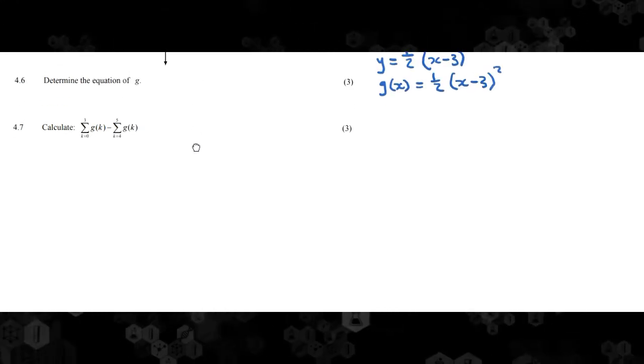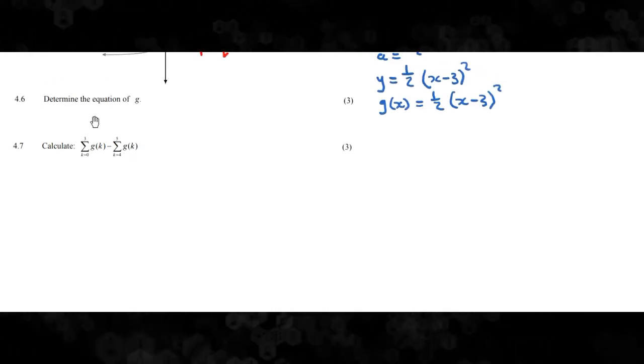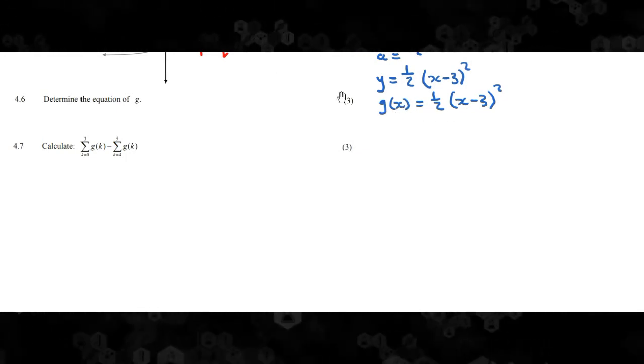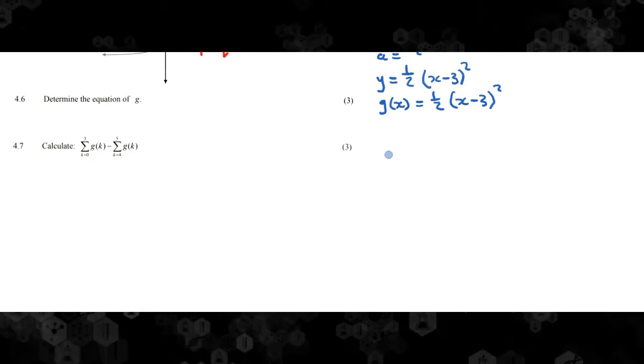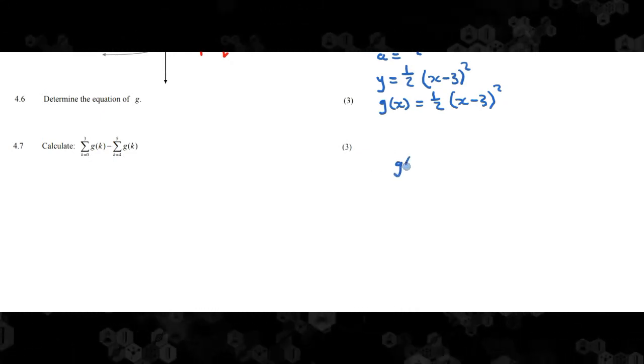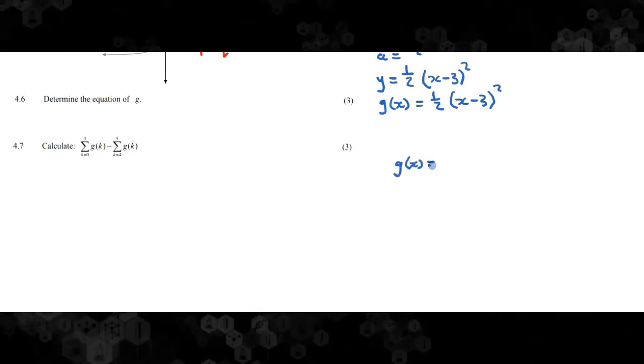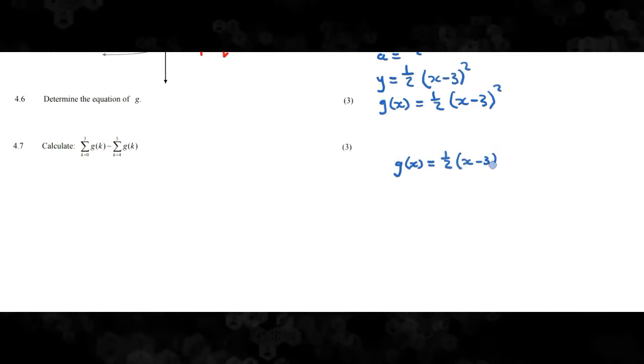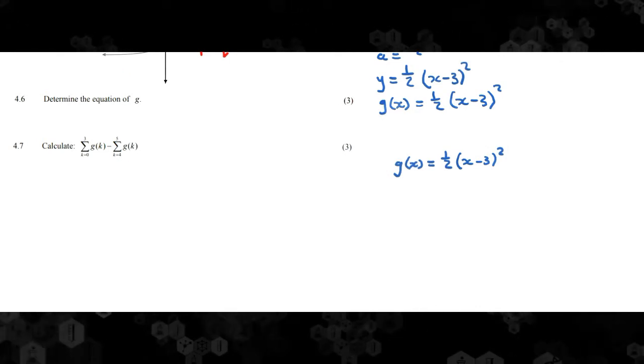Now let's go and look at g of x. In 4.6 we did find the equation g of x. Now we have it here. Let me write this equation. So we have g of x is equal to 1 over 2 times (x minus 3) all squared.